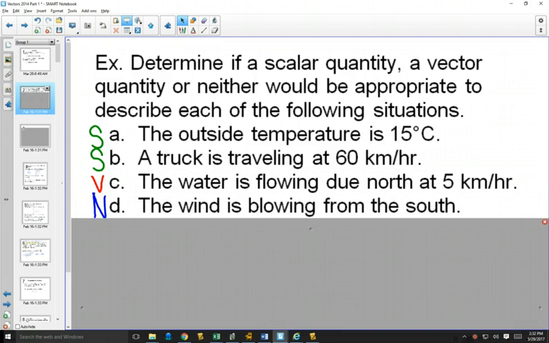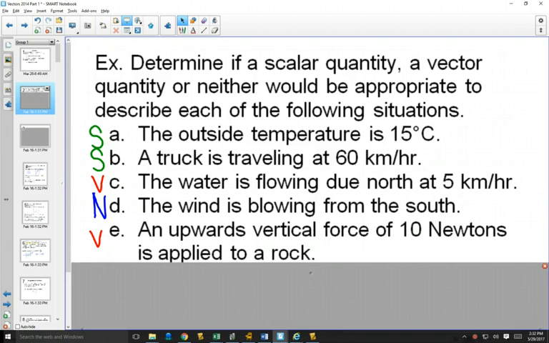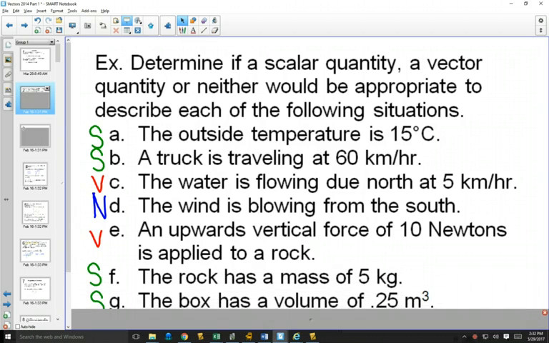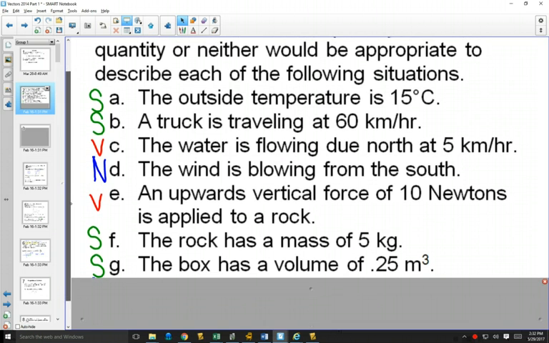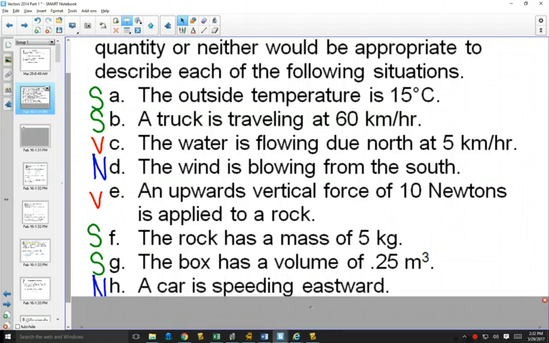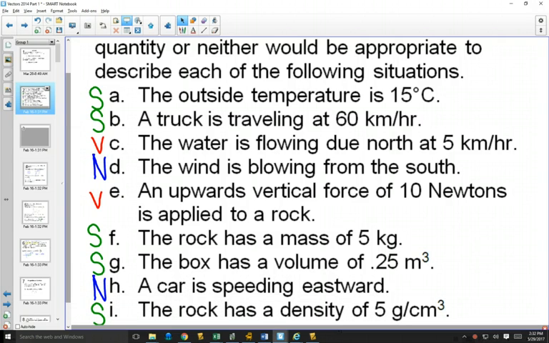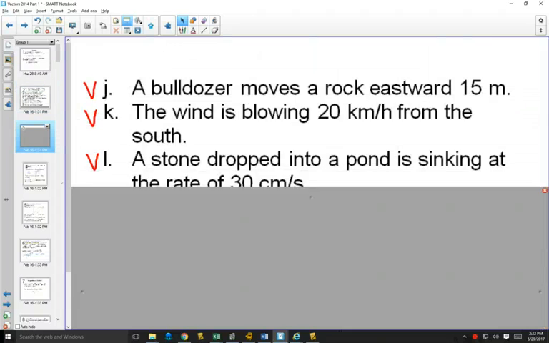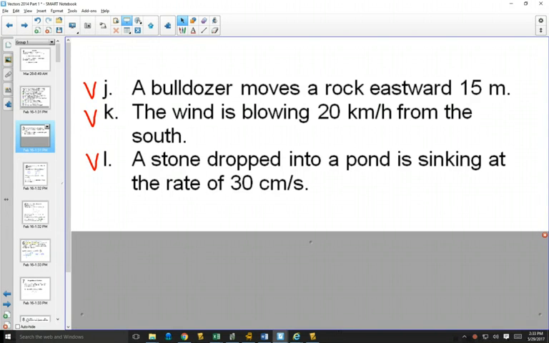Outside temperature, scalar. Truck, scalar. Water, vector. Wind, direction only, so that one's neither. Vector. And the last couple on the next side, those are all vectors because they have a direction and a magnitude.